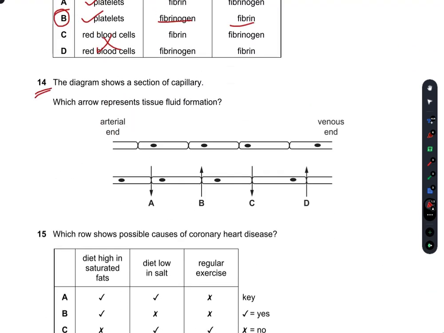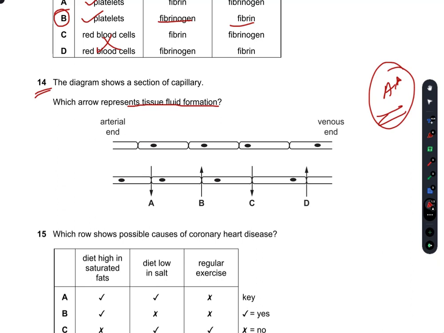14 is a tricky MCQ. This is definitely an A star MCQ. So, which arrow represents tissue fluid formation? The tissue fluid is the area among the cells which contains most of the food substances, the oxygen, and other necessary things which the cells need.